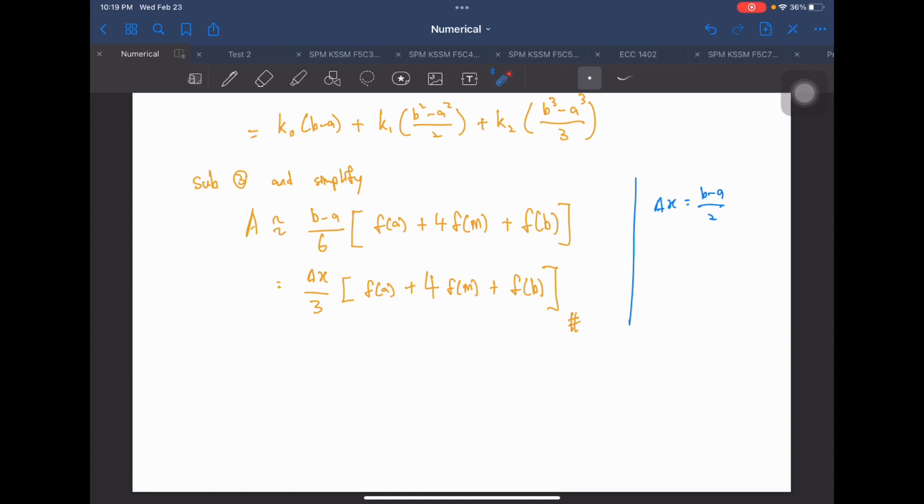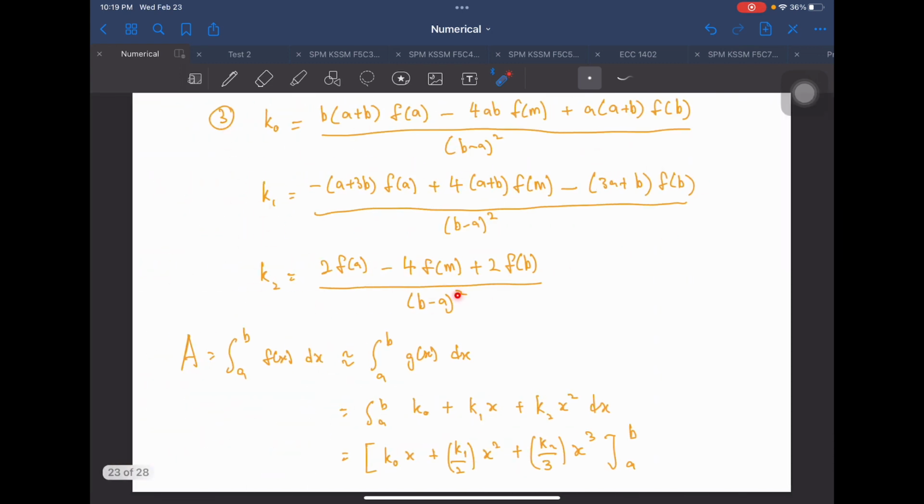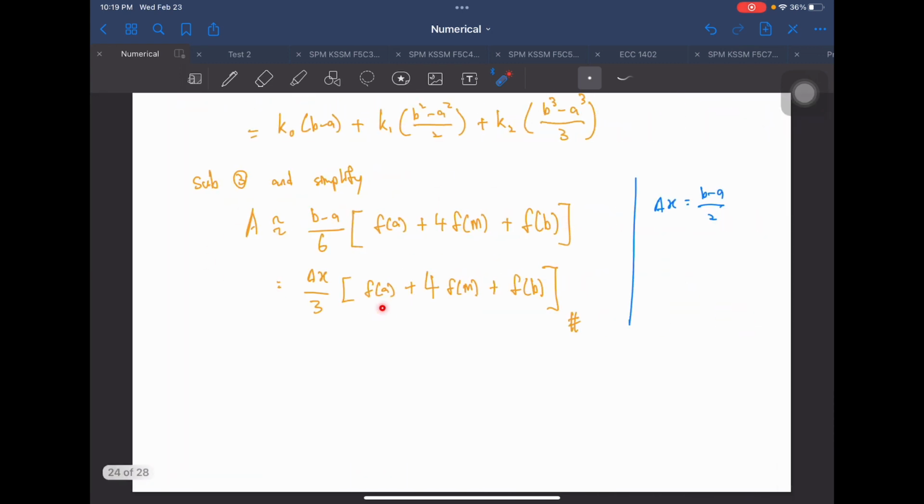Since all of them are in terms of b and a, and you got k0, k1, k2 in terms of a and b in the third step, you just substitute the ones we got there inside. You substitute it inside this and simplify, and you got this. But note that delta x is (b minus a) over 2, so you can factorize this out. You get delta x over 3 times this.